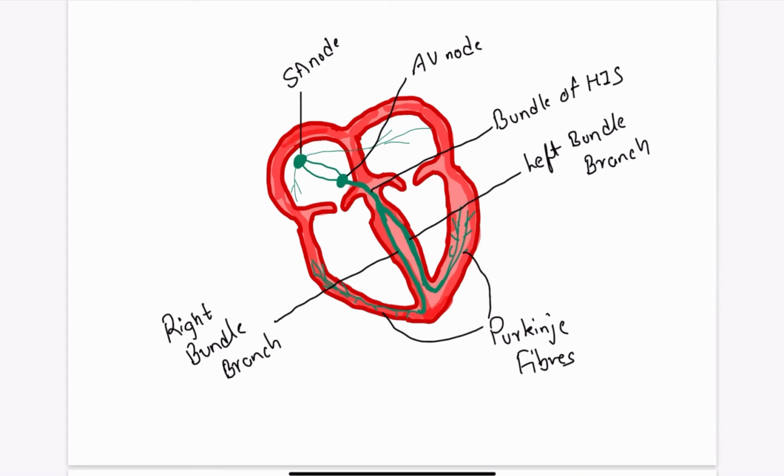Before really moving on to the bundle branch block, let's briefly discuss how the electrical signals flow through the heart. Electrical signals are generated in the SA node or sinoatrial node present in the right atrium. These signals from the SA node propagate to both left and right atrium and cause them to contract. Then the signals move to the AV node or atrioventricular node. Through the AV node, it reaches the bundle of His and this splits into right bundle branch and left bundle branch in the ventricular septum. The signals then move to both ventricles through Purkinje fibers. This leads to contraction of both ventricles.